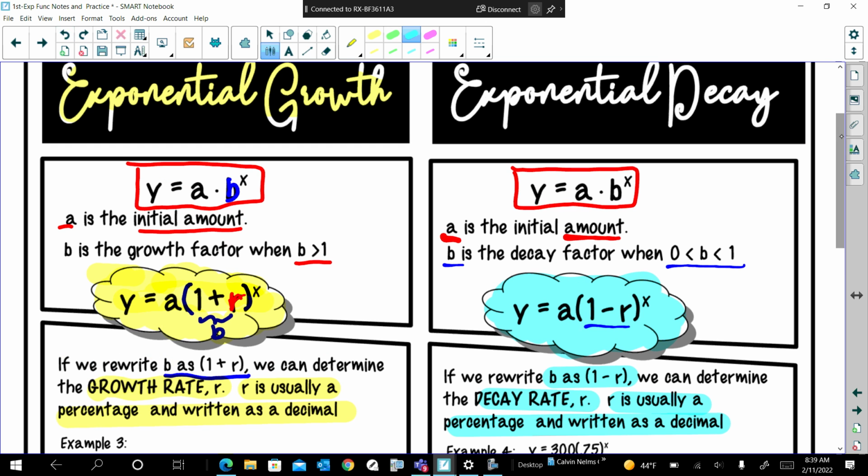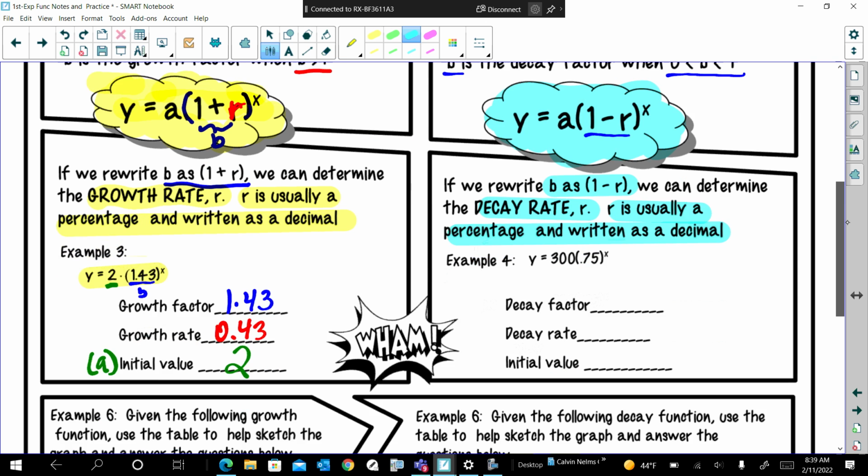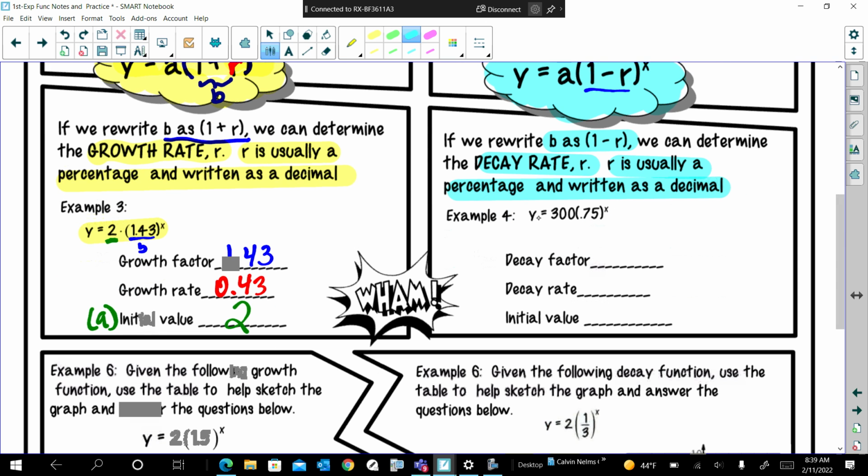Talking about decay, if I look at example 4, this is the equation they gave you: y equals 300 times 0.75 to the x power. So what would be the decay factor? 0.75.